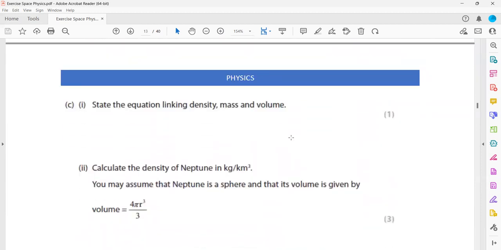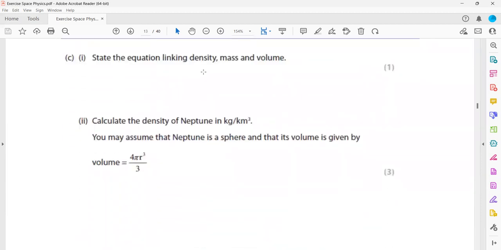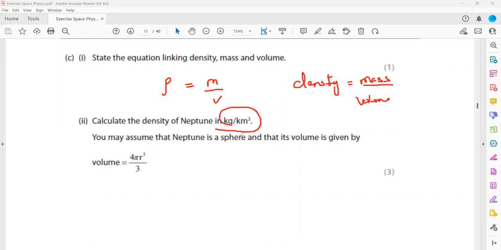State the equation which links the density, mass, and volume. How can we relate the density, mass, and volume? We have studied in block 1, the density is mass over volume. This is a Greek letter, rho. You can also write the word equation that density equals mass divided by volume. Calculate the density of Neptune in kilogram per kilometer cubed. The volume is in kilometer cubed, and you may assume that Neptune is a perfect sphere, and the volume of a sphere is given by 4/3 πr³. So we have to calculate the density of Neptune.